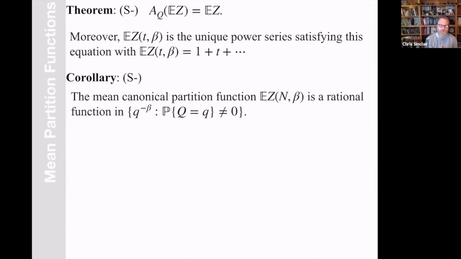Right. So for instance, suppose that you just did a very easy case where each node, you're either going to have 2 children or 5 children. You're going to roll a die. If it comes up heads, you have 2 children. If it comes up tails, you have 5 children. If you compute the mean canonical partition function in that case, you will get a rational function in 2 to the minus beta and 5 to the minus beta.